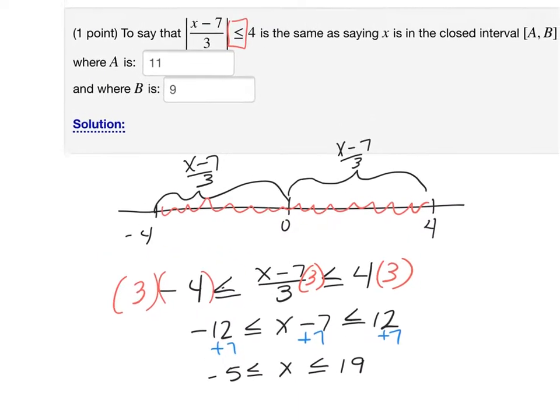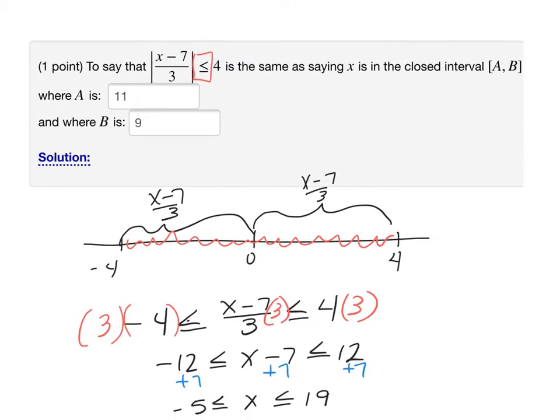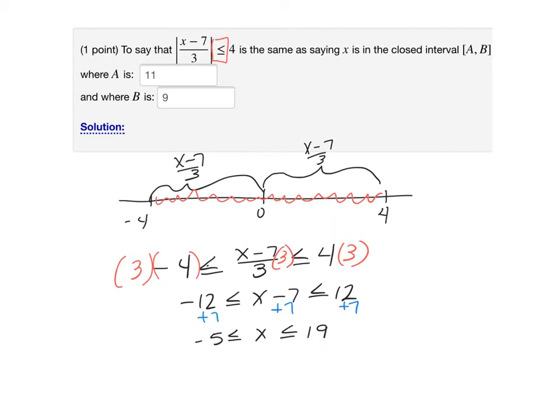So my solution then, where a is the left side, well, what's the smaller number, negative 5 or 19? So you're going to put negative 5 right here, and then b is the right side, or the larger number. And so b would be 19. Oh, okay. Just like the other problems, it just looks different. Yep. How was that? That was good.